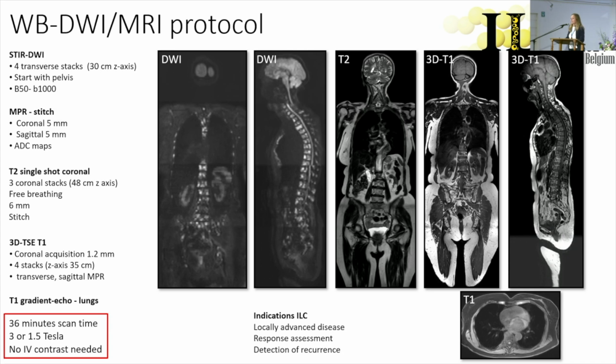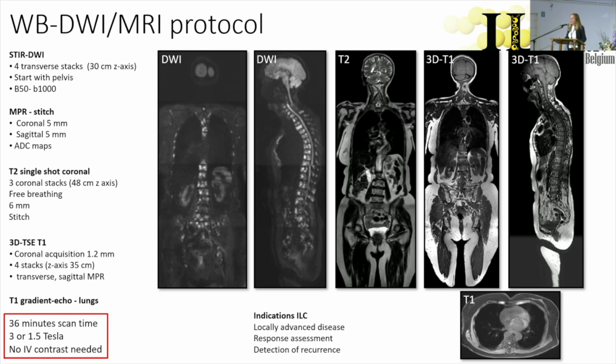The advantage of this technique is that it doesn't require any intravenous contrast. It can be performed on any MRI scanner. Any vendor can have the same quality. 1.5 or 3 Tesla, they all perform very well. And the technique takes about 30 to 38 minutes to perform. In our hospital, we use the whole body MRI for lobular breast cancer in cases of locally advanced disease, as they have a high propensity for distant metastases, sometimes during treatment evaluation for response assessments, and sometimes when you have a clinical suspicion of a recurrence.